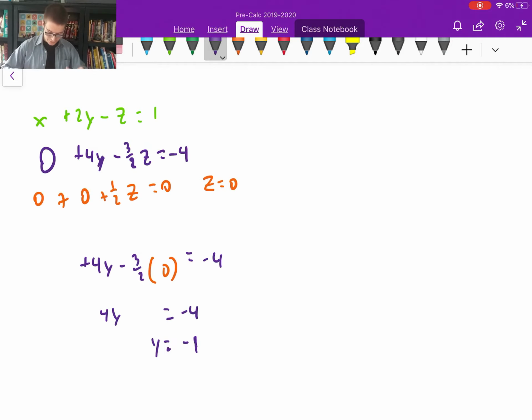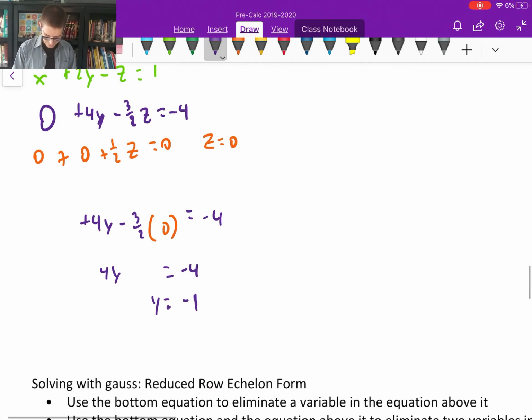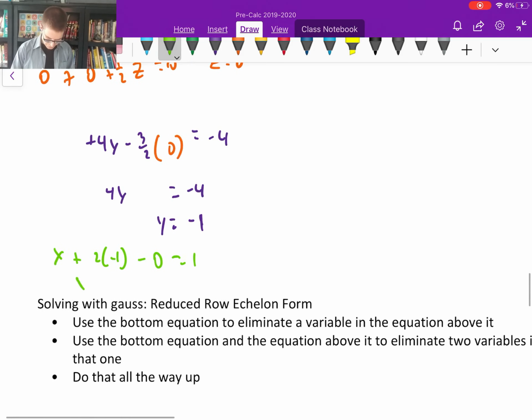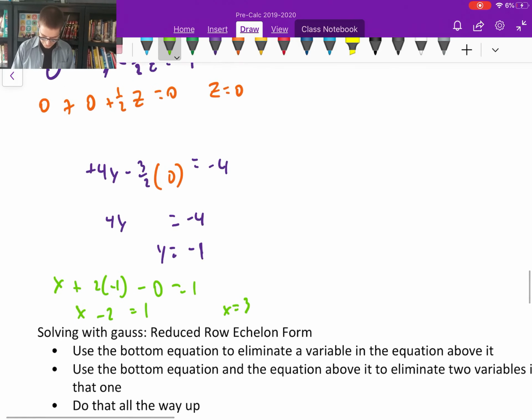Plug this into the first equation, we'll solve for x. So we've got x plus 2 times negative 1 minus 0 equals 1. So x minus 2 equals 1, and then x equals 3. So our final answer is x equals 3.